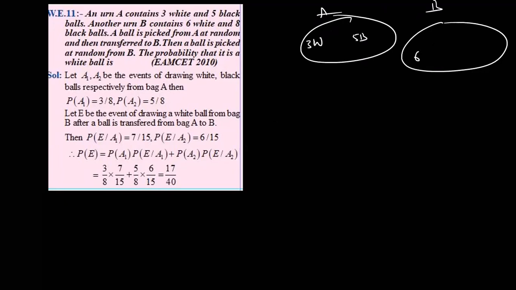Second bag contains 6 white balls, 8 black balls. See carefully. Now, a ball is picked from A at random and transferred to B. Which type of ball, we don't know. We are not noticing the color, any ball. Then a ball is picked at random from B. Then what is the probability that it is a white ball? That is the question. Get ready.